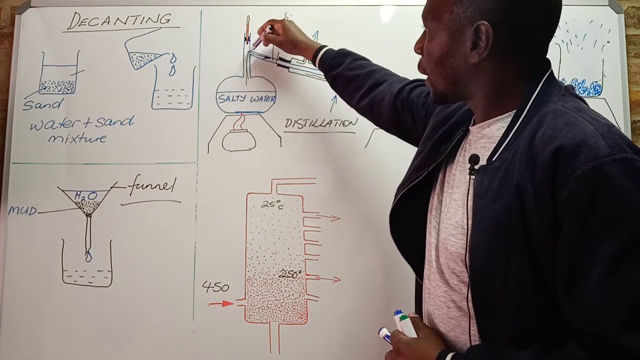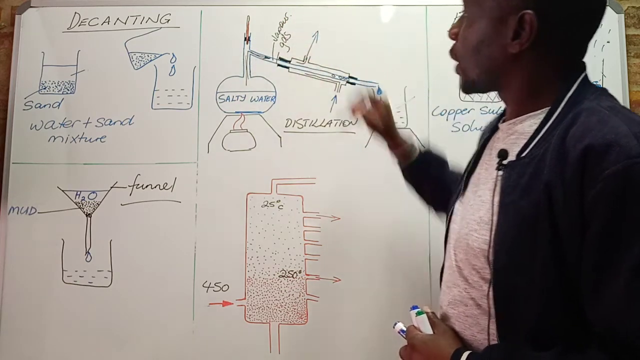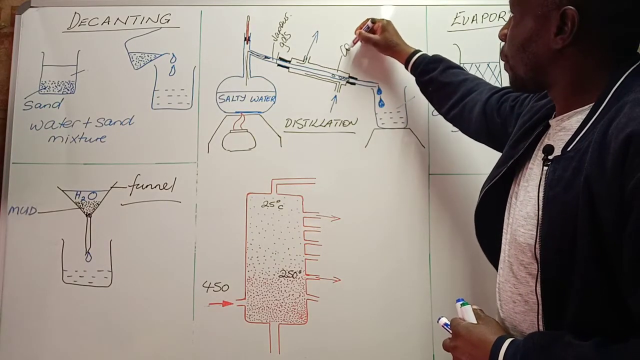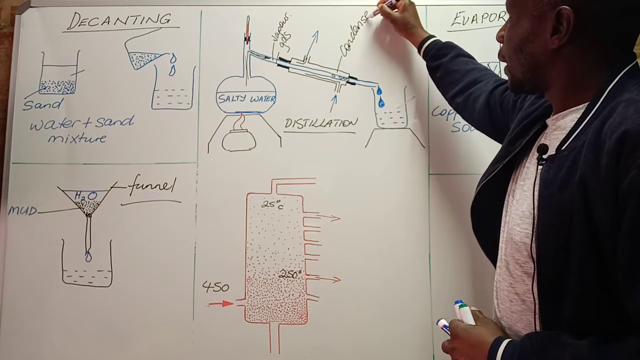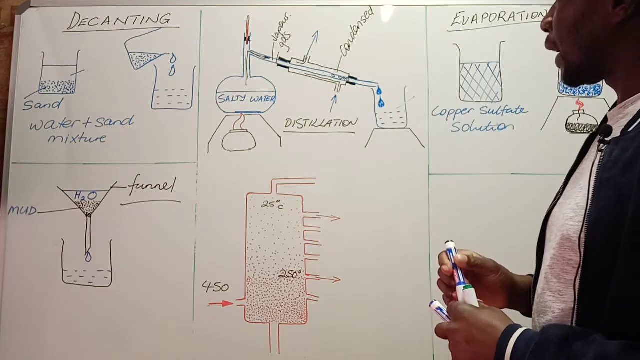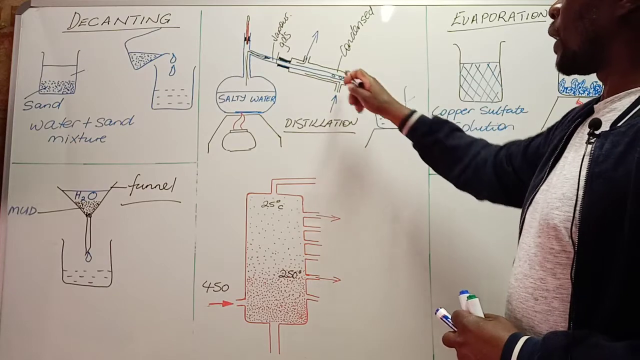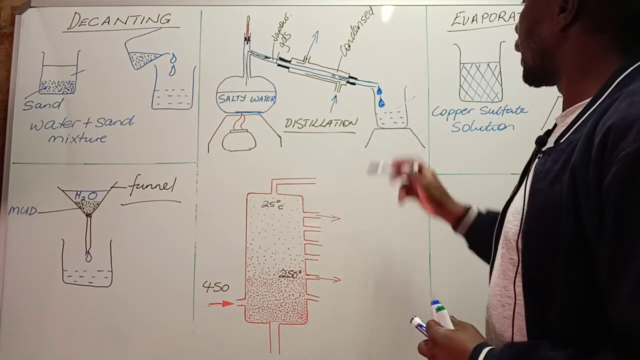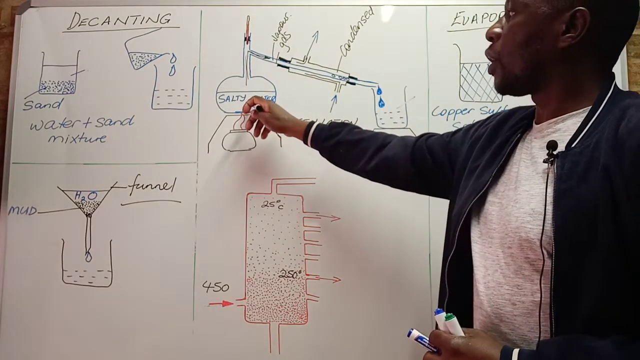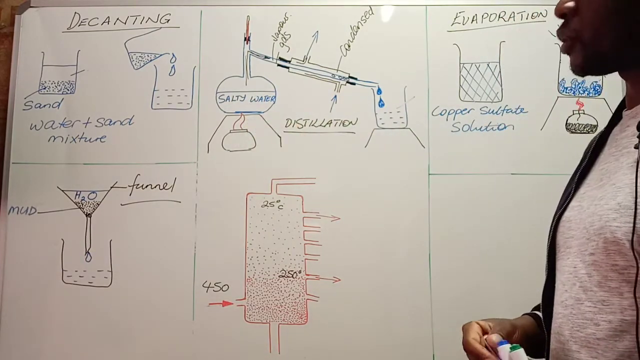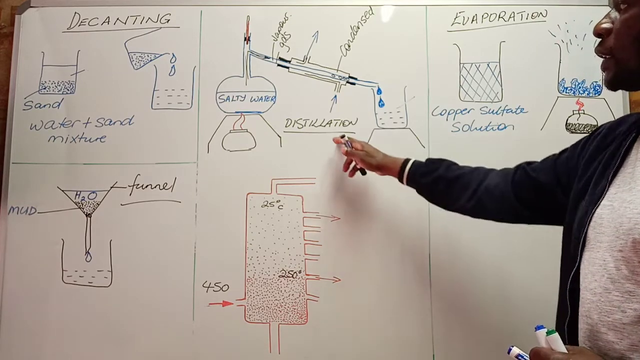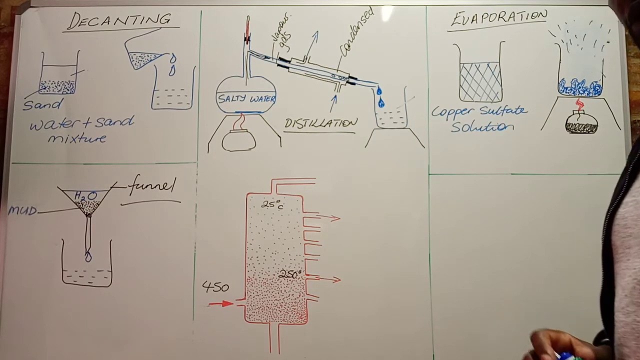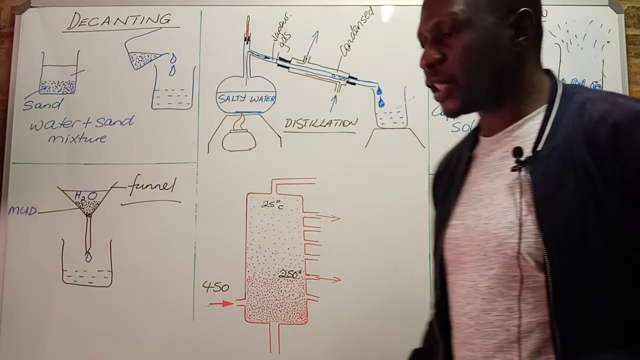From this point coming in here, the water is in gas state and it is condensed in this apparatus, the condenser. So the water will be condensed and goes back to becoming liquid, and it is collected in that beaker there. And then we have pure water and we have pure sodium chloride, which is salt. So this is distillation. However, there is also an advanced type of distillation.